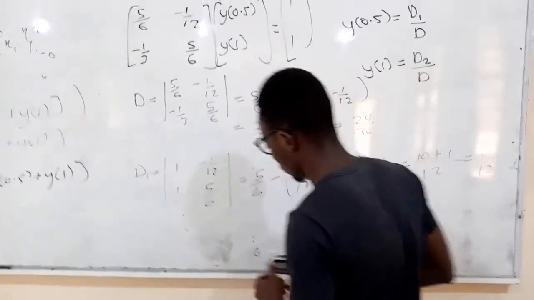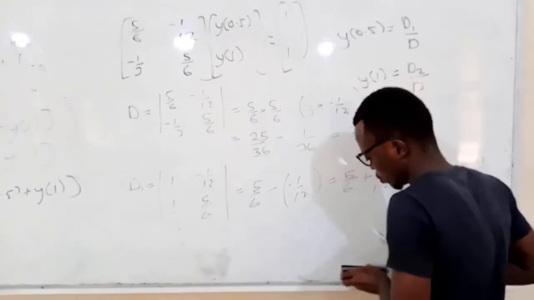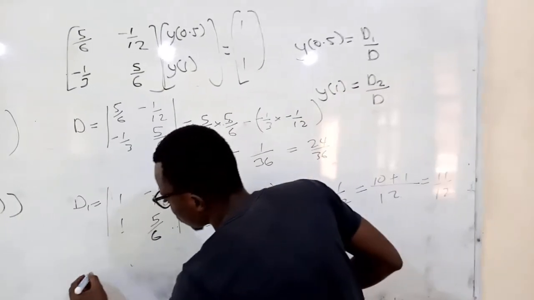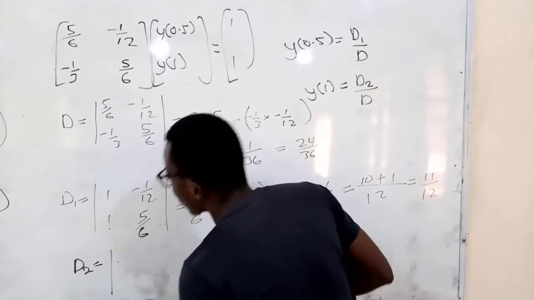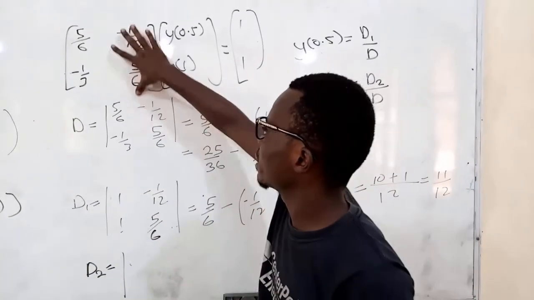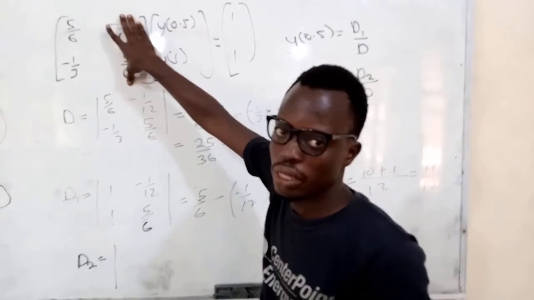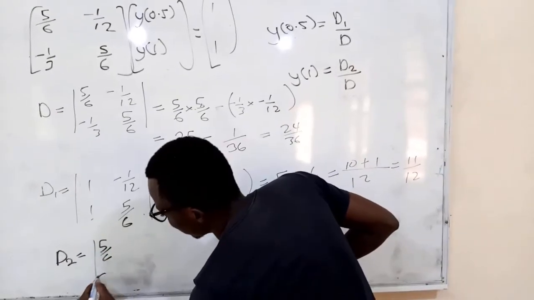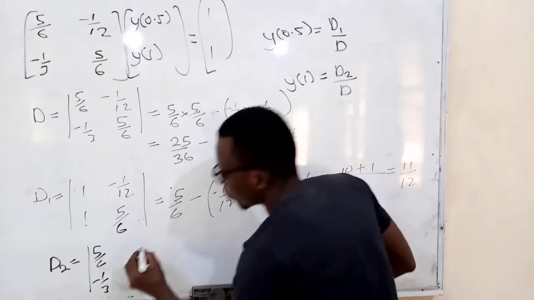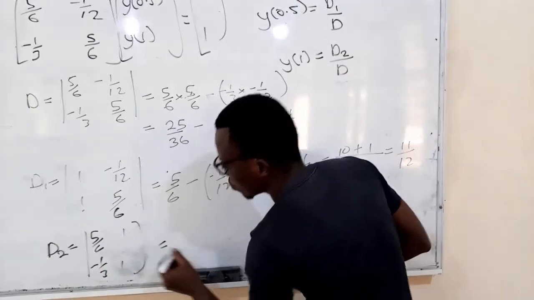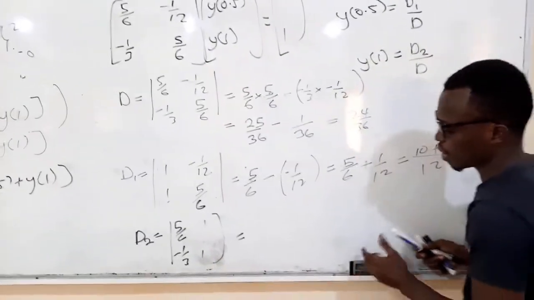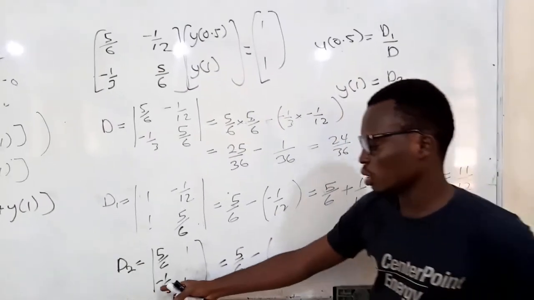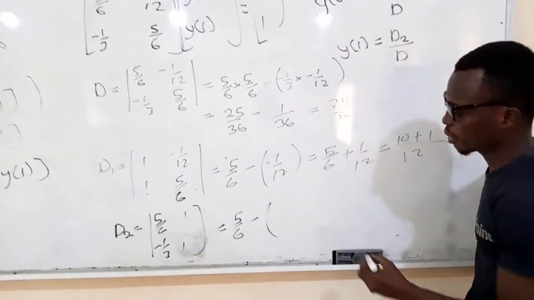And our D2. Our D2 becomes, we delete these entries and bring this one to the side and find the determinant of that. So we are going to have 5 out of 6, then minus 1 out of 3, then these entries 1, 1. 5 out of 6 times 1 is the same as 5 out of 6. Minus into bracket, minus 1 over 3 times this, you still get minus 1 over 3.